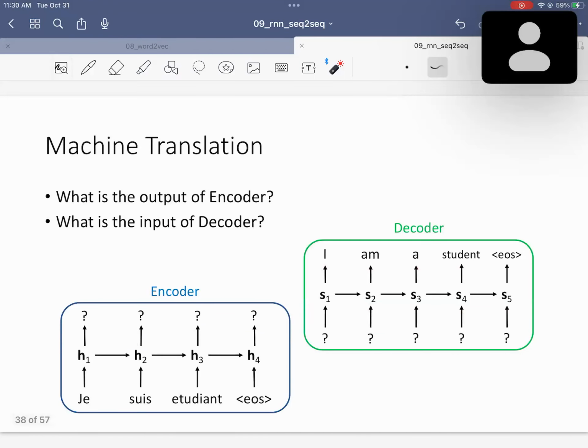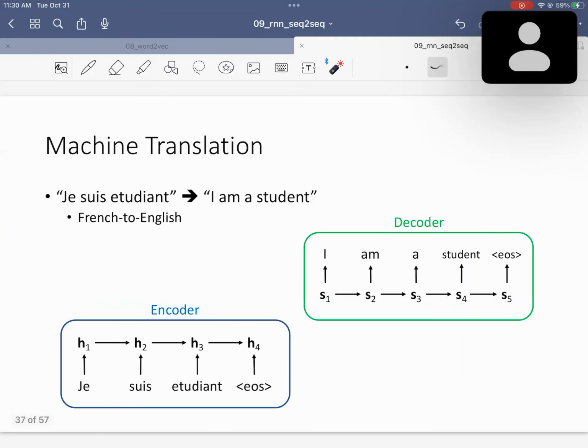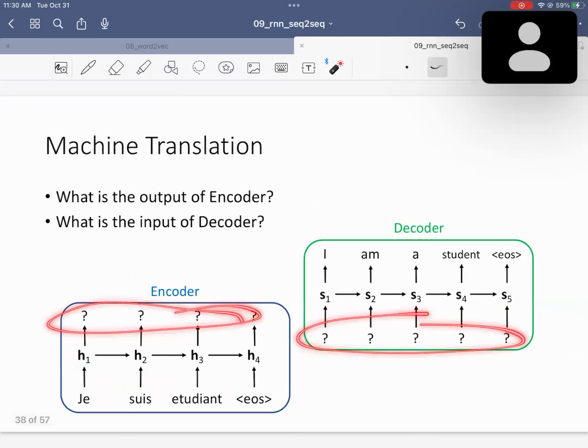So what is the output of the encoder and what is the input of the decoder? They still have input and output, because an RNN has input and output. So you can still imagine what output the encoder will have and what input the decoder will have. The important thing is that the encoder accepts the input and the decoder generates the output. But there are still places that are missing, right?